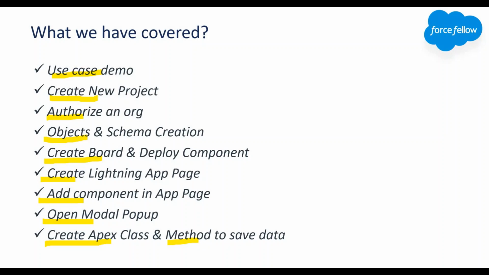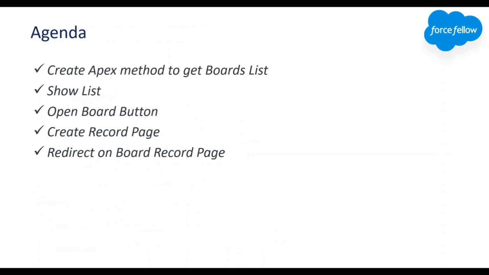Okay, so now let's have a look at the agenda that we will cover today in this video. First of all, we will create a new Apex method to get data of all the boards. After that, we will add a Lightning data table in the boards component and show the boards list as a table, and also add an open board button in the table with each row. Once we are done with these points, we will create a new Lightning record page for the board object, and on clicking the open board button we will redirect the user to the board record page. So all these points we will cover today in this video.